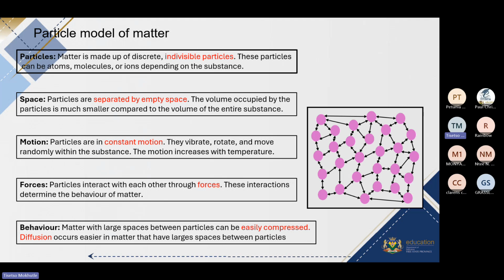Lastly, matter with large spaces between particles can be easily compressed. What does that mean? It means the more the space between the particles, we can actually bring the particles much closer to one another because we can compress the space, make the space smaller. So diffusion occurs easier in matter that has large spaces. Please remember that. Diffusion occurs easier in matter that has large spaces.